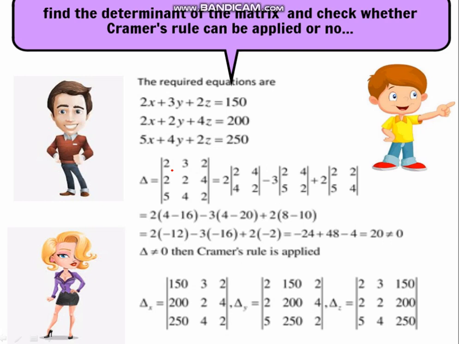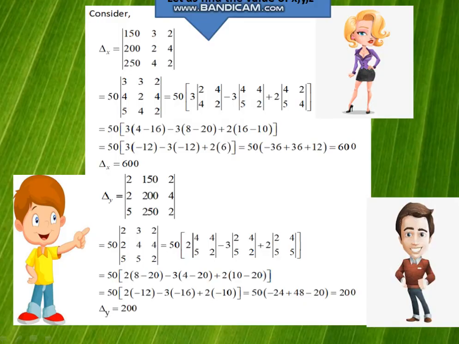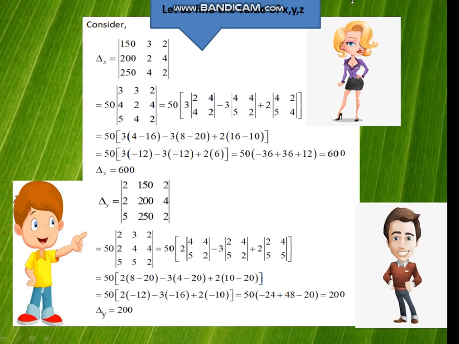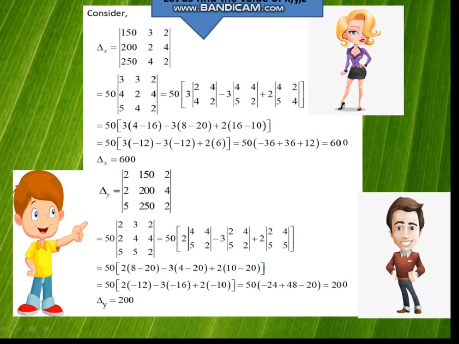Now delta x can be written with the first column replaced by 150, 200 and 250. For delta y, the middle column is replaced by the constants 150, 200 and 250. In delta z, the last column is replaced by the constants 150, 200 and 250. Now we have to find delta x, delta y and delta z.